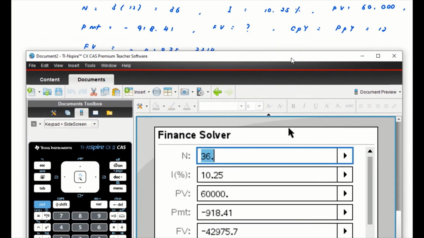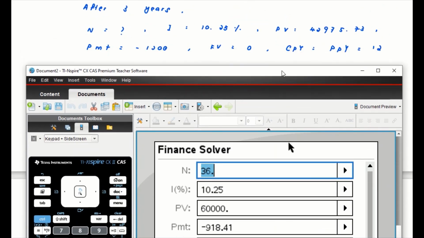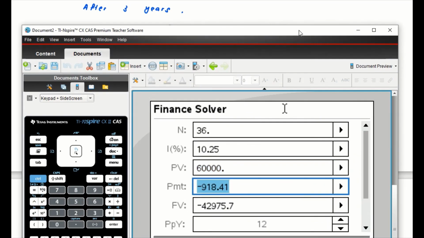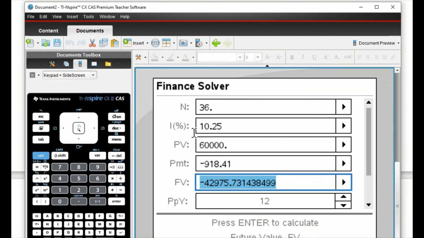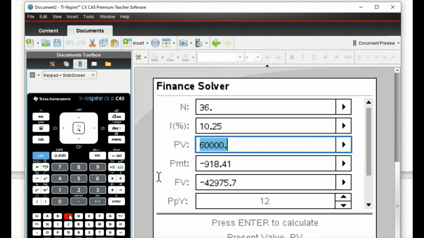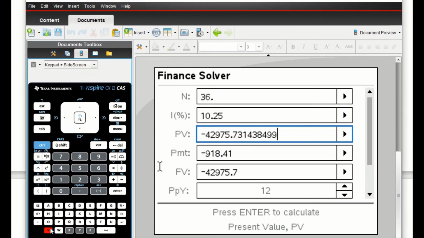So N, we are not going to change anything, leave it. Then I is the same. So PV is the one that you want to change. So instead of putting this money, what you can try to do is you move on to this place, then just Control C. So you are copy pasting everything. So copy this, then after that you just tab everything until you go on to PV. Then after that you press Control V. Alright, so can you see my Control V? So you can see the whole value is pasted here.